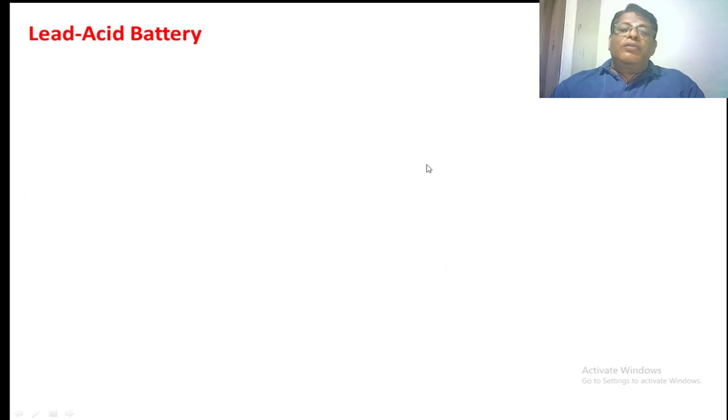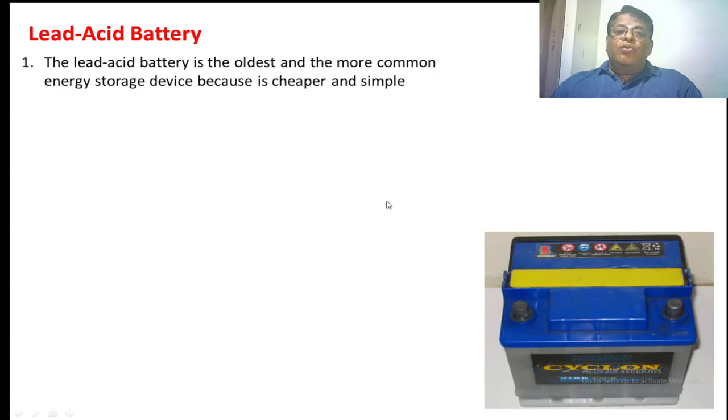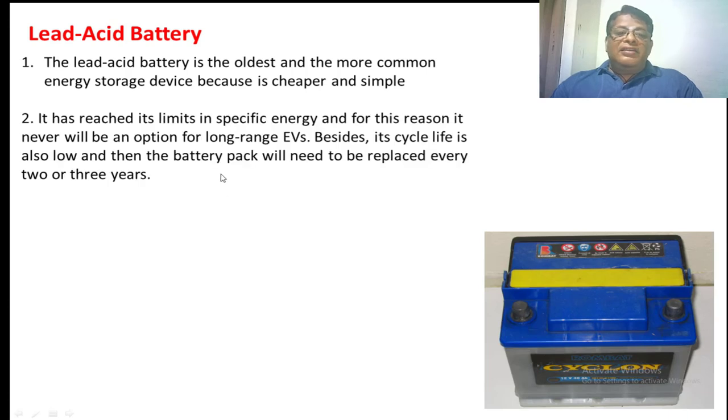Now we are going to see them one by one. Already we have seen the lead acid battery operation. The lead acid battery is the oldest battery. It is cheap and simple also. It has reached the limits of specific energy. For this reason, it can never be an option for the electric vehicle. Besides, the life cycle of the battery is also low. The battery pack will need to be replaced every 2 to 3 years.